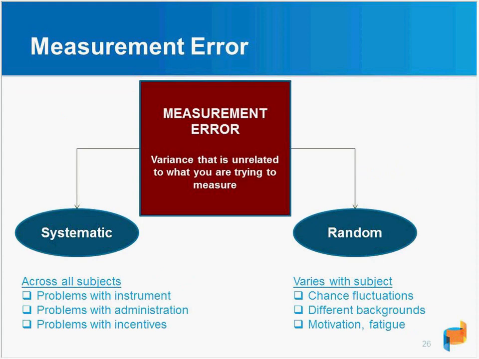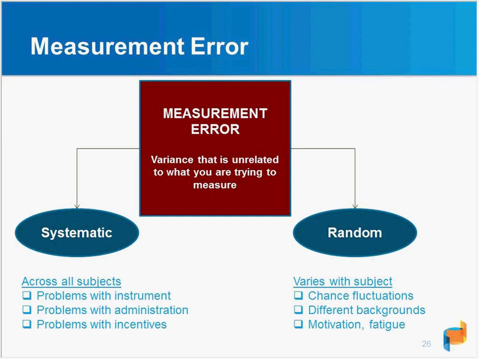Measurement error does not mean a mistake, nor does it mean that some individuals answered an item incorrectly. Rather, it refers to things causing the data to vary that are unrelated to what you're trying to measure. There are two basic types of measurement error. Systematic, which means the source of variance applies to everyone involved with the assessment. And random, which means really just chance variation due to whoever is taking the assessment, the day, the time, etc.